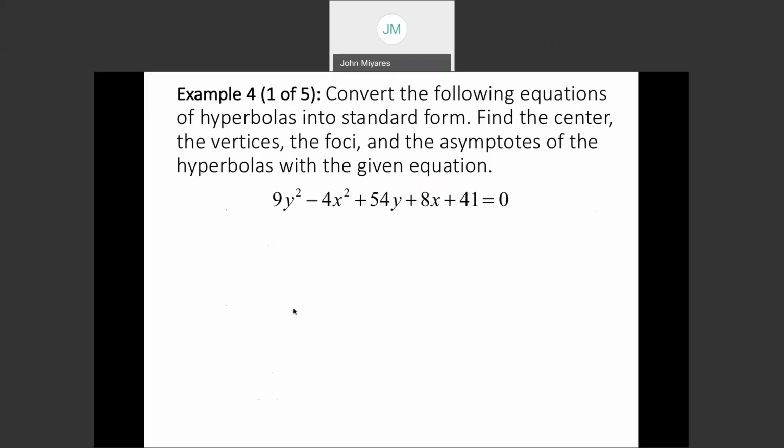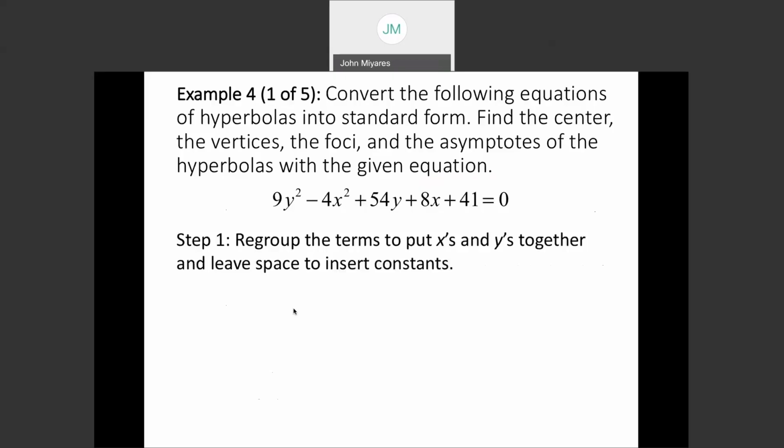Okay, here we go. So we're looking to regroup the terms of this equation to get the x's grouped together with the x's and the y's grouped together with the y's. So that's going to give us 9y squared plus 54y minus 4x squared plus 8x equals negative 41 after we move the 41 to the other side of the equation.